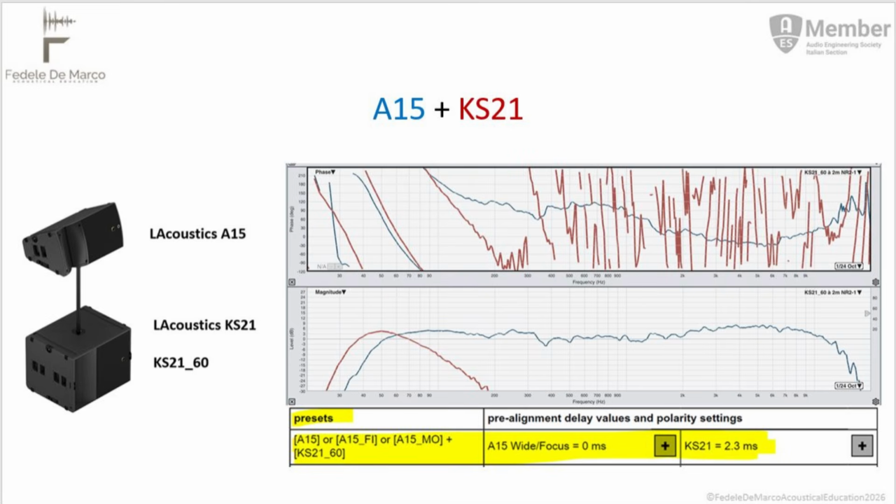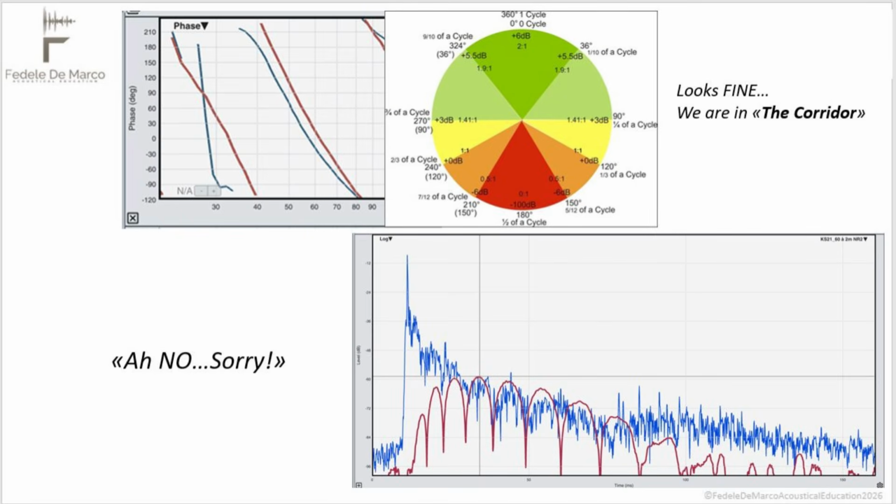Even factory presets can trick you. In the real world, every situation demands specific tuning. Look at this A15 and KS21 example and what the preset guide says. The factory preset suggests adding exactly 2.3 milliseconds to the subwoofer.